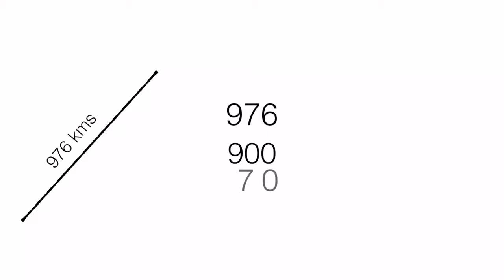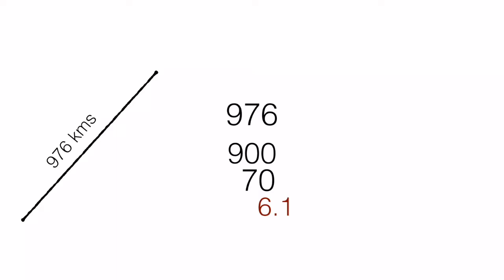Considering this distance of 976 kilometers, from that we have to compulsorily travel 900 kilometers, so it's a fixed value. We have to compulsorily travel 70 kilometers, it is also a fixed value, but about the last digit, that is 6, it could be 5.8, it could be 5.9, it could be accurately 6, or it could be 6.1.